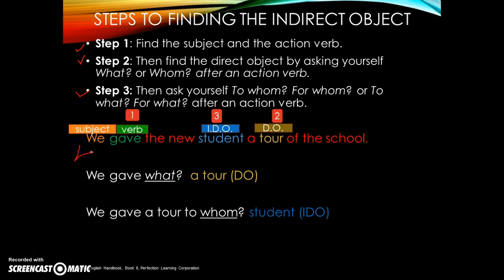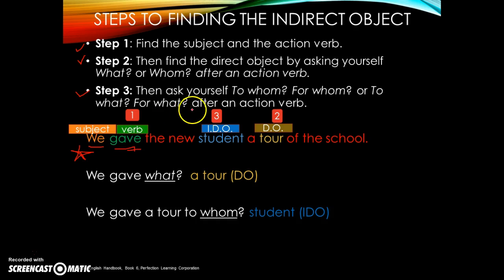Here's our sentence. We gave the new student a tour of the school. So first we look for our verb. In this case, it's gave. To find our subject, we ask who or what gave the new student a tour of the school. In this case, the answer is we, so that's our subject. We then do step 2, which is to find a direct object by asking ourselves what or whom after the verb. So here's our verb.